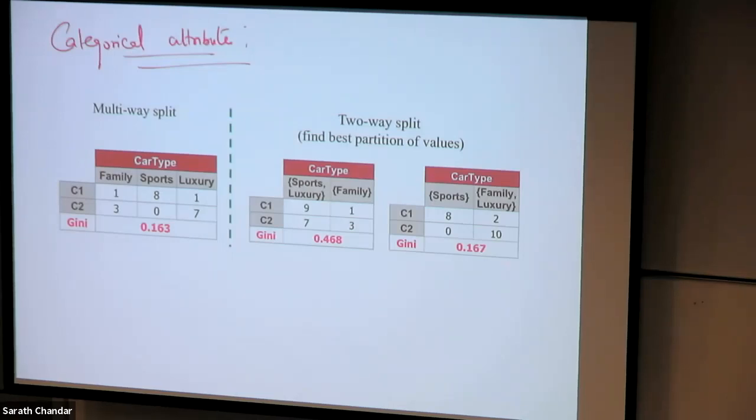Which is the best split here based on Gini? The multi-way split, right? It's always the lower the better, so this is going to be the best. Now, this is easy for categorical attributes. You can try all possible combinations and pick the best one.